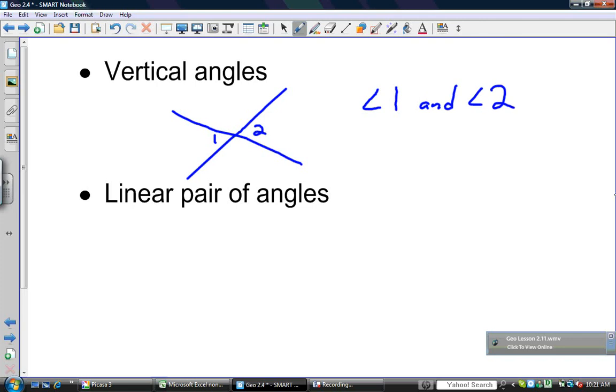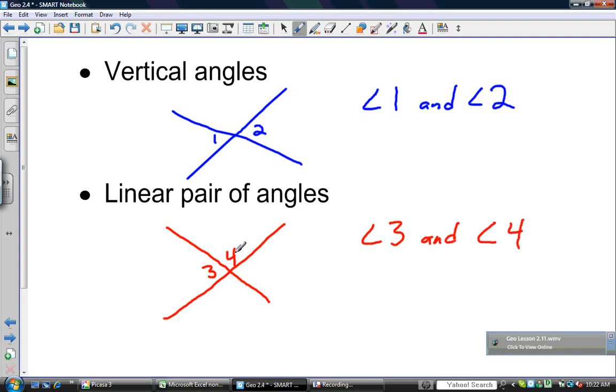Now if I make that same drawing down here, a linear pair of angles are two angles that are right next to each other. So let's call this 3 and 4. So angle 3 and angle 4 will be a linear pair of angles because they're next to each other. These two would be linear pair, these two would be linear pair, and those two. Also with vertical angles, these top and bottom would also be vertical. So vertical are across from each other, linear pair are right next to each other.